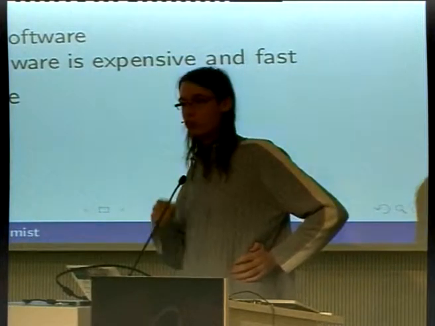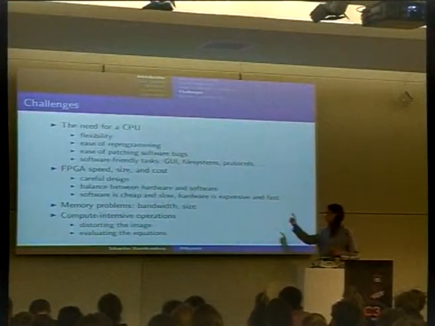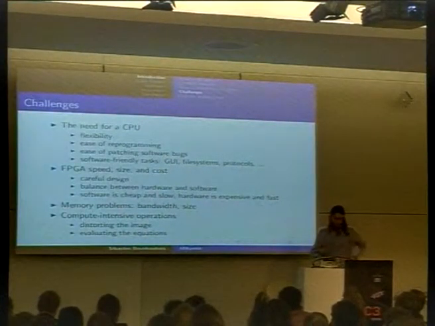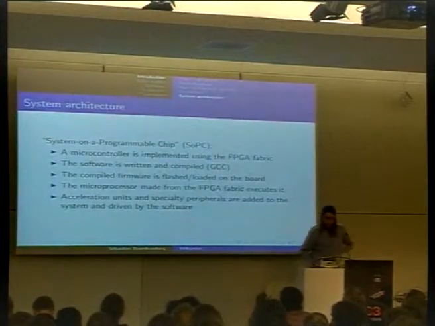And finally, you have compute-intensive operations. For example, distorting the image and evaluating the equations need a lot of processing power that you cannot really do on the CPU. So the architecture that I have chosen is a system on programmable chip.